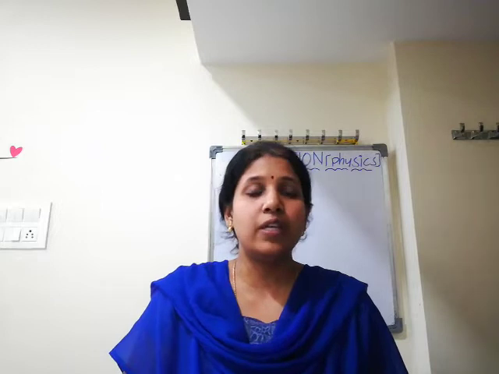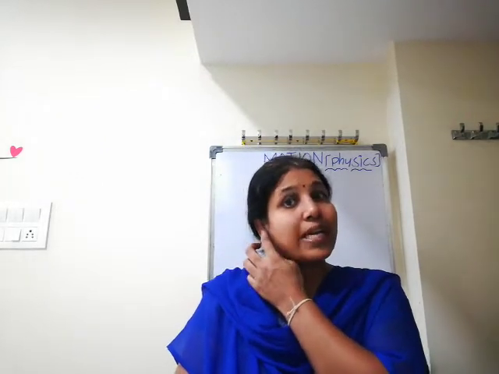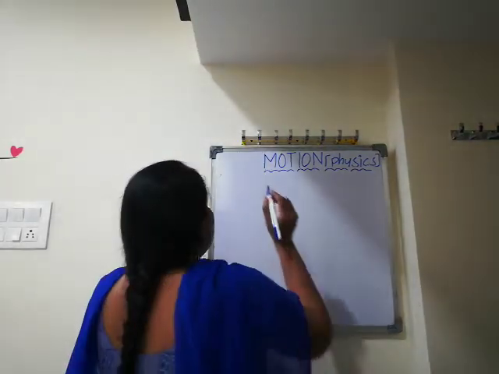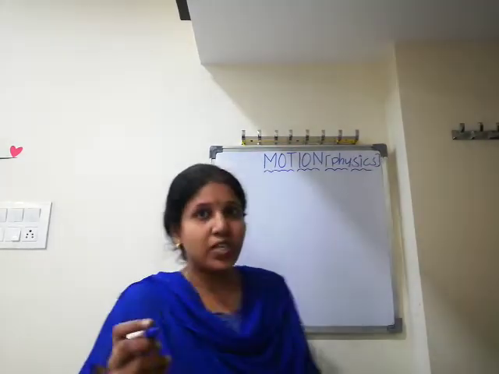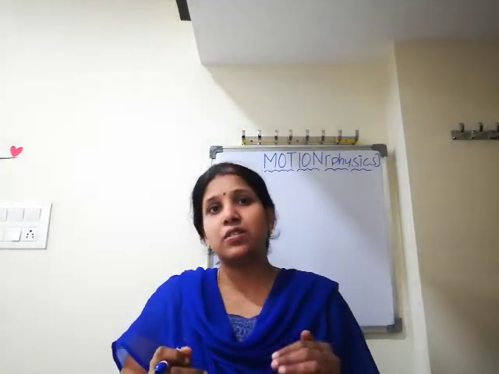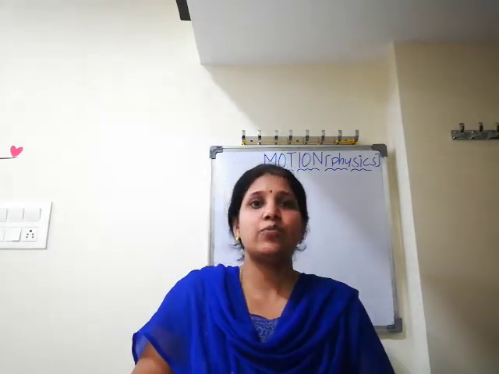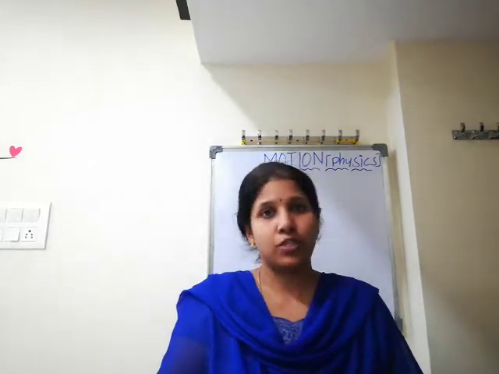We discussed only the definitions in the last class. Now we are going to discuss graphs of uniform and non-uniform motion. So here, uniform motion means what we discussed: if an object covers equal distances in equal intervals of time, then we can say that it is in uniform motion. Yes or no?